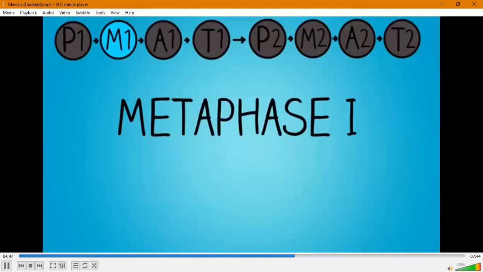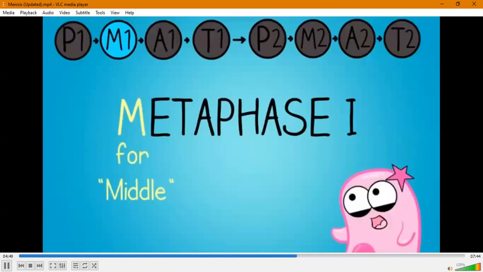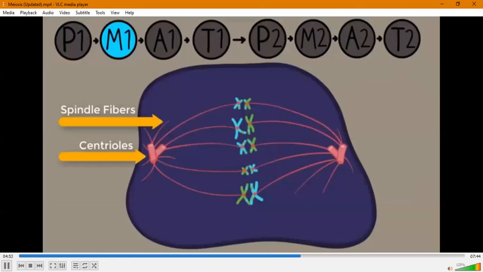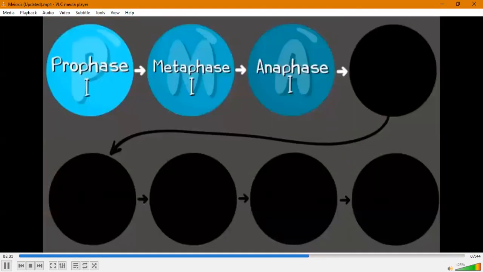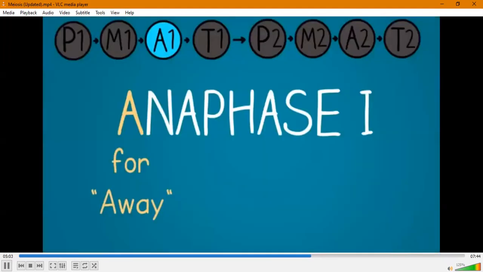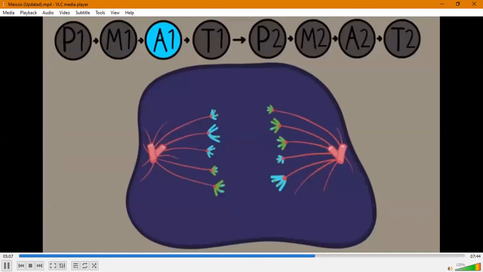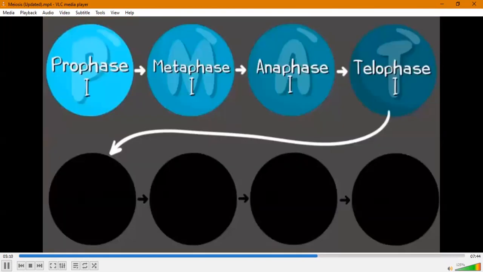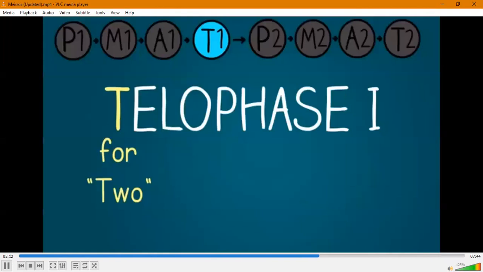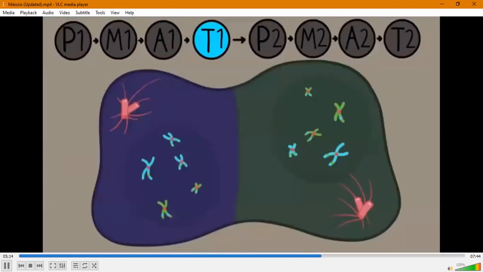Now we move into metaphase 1. In metaphase 1, think of the M as standing for middle. The chromosomes are now going to be in the middle of the cell. It's a little bit different, though, from mitosis because these chromosomes are going to be in pairs in the middle of the cell. So it's not a single file line. They're in pairs in the middle. Now, during anaphase 1, think of A for away because the chromosomes are going to be pulled away by the spindle fibers.